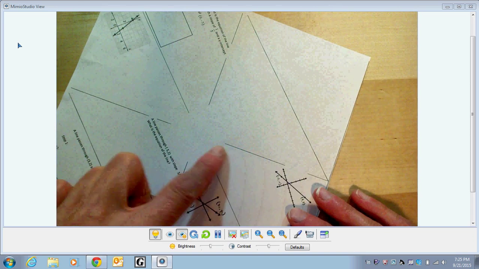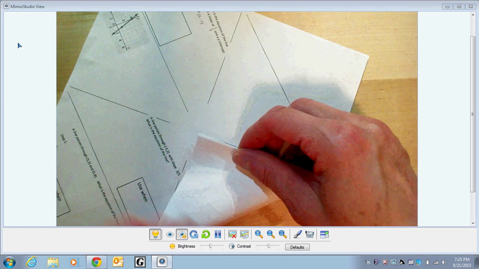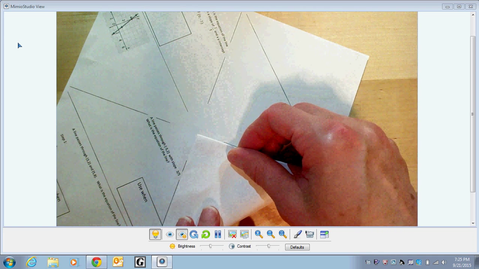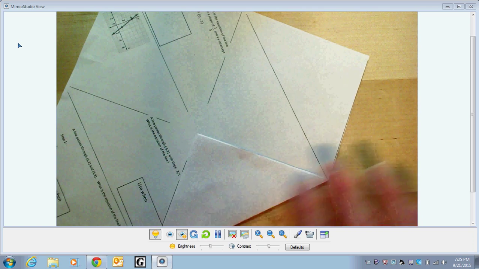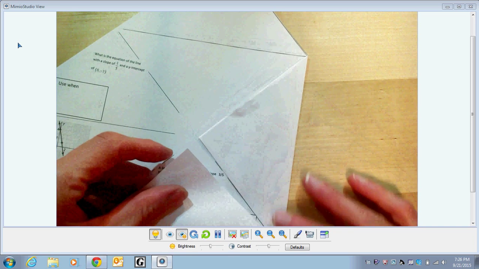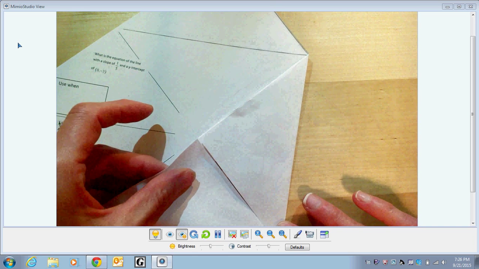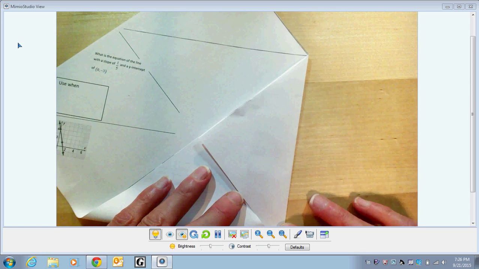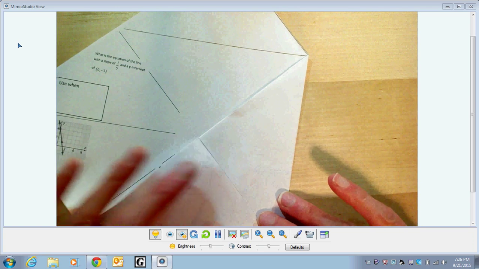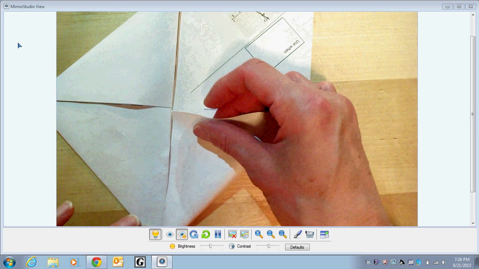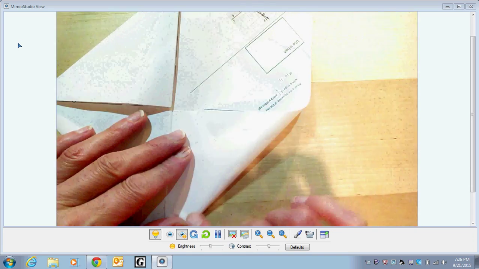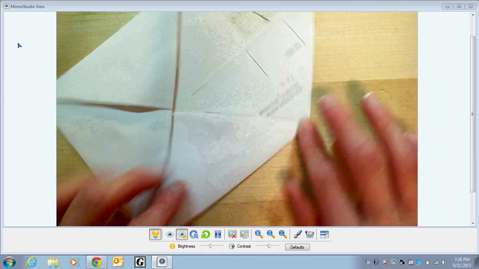And then what we're going to do, if you see, there's like a square in the square. So we're going to fold in each of these corners to the center. Almost like making a paper airplane. Fold in the corners. You want to crease it really nice on the creases.